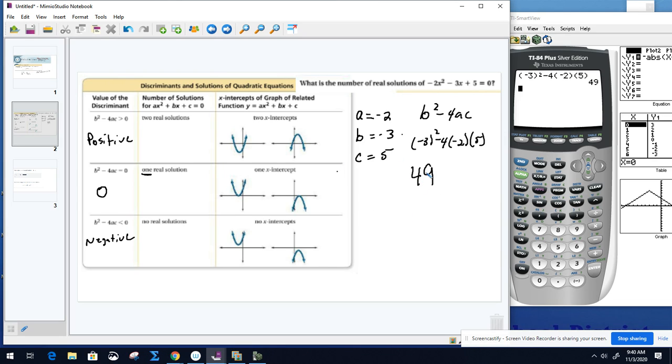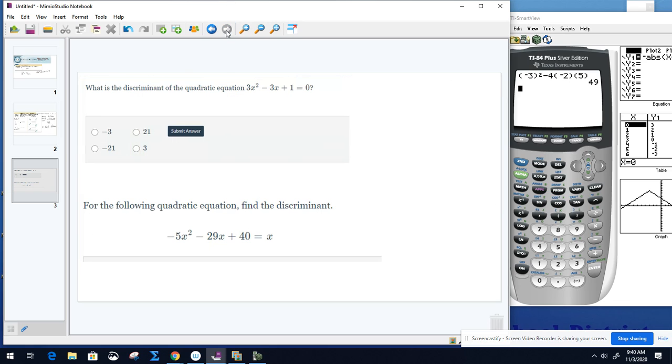And what does that tell me? Because it's positive, there are 2 real solutions. Okay, so again, we're going to be given a few problems like this on Delta Math. The first ones are multiple choice. When you're doing this problem, you don't need to label this, but I am just to show you. A is 3, B is -3. Look, because it's a minus sign, and then C here is 1.